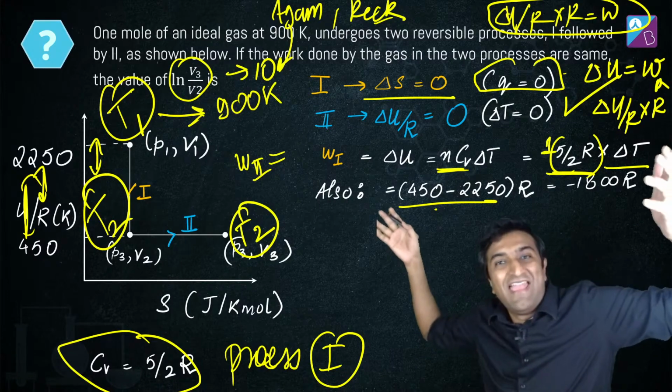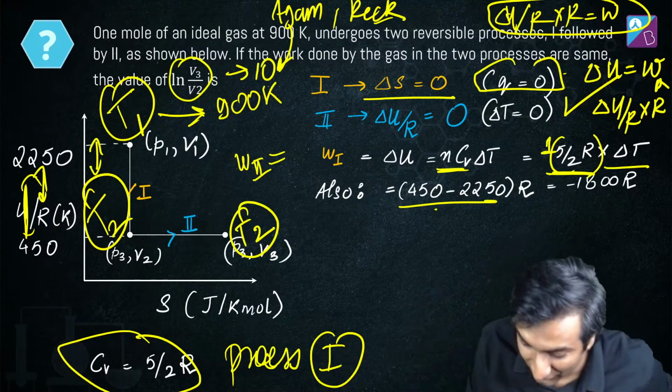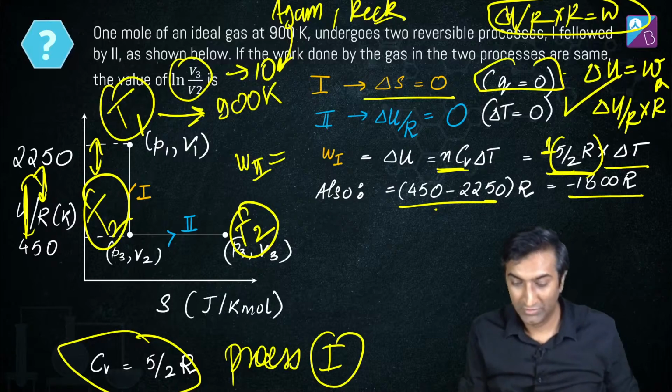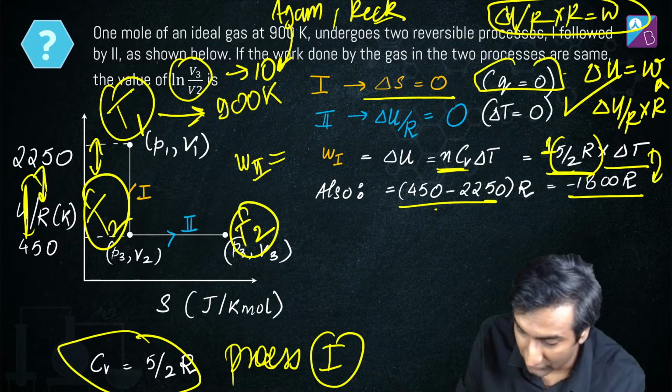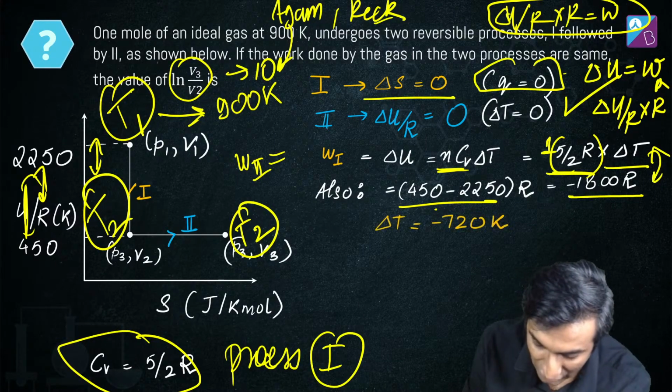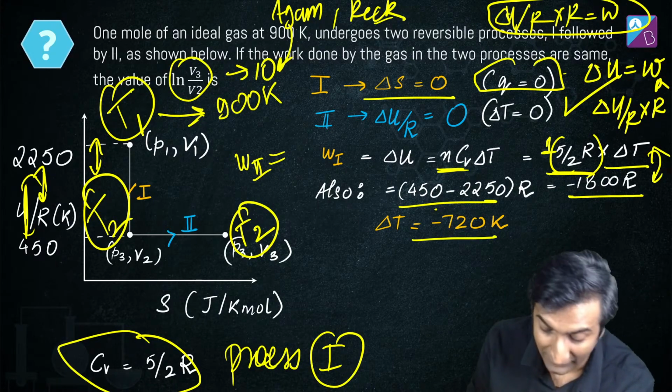यही तो किया है हमने. आपने भी यही किया होगा. So you get negative 1800 R. Oof. So you equate both of these, and you get delta T to be negative 720 Kelvin.